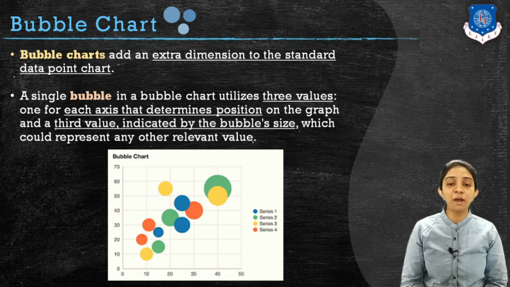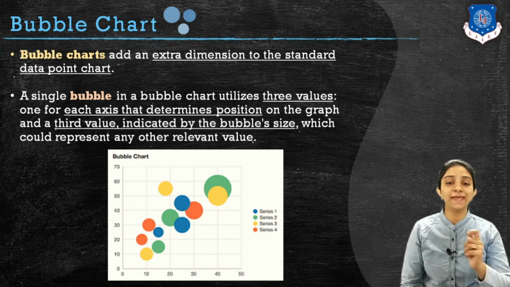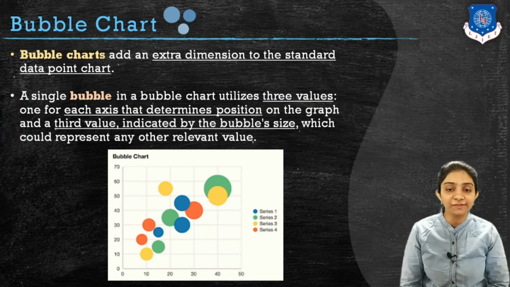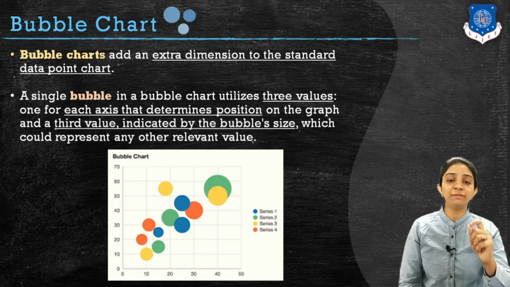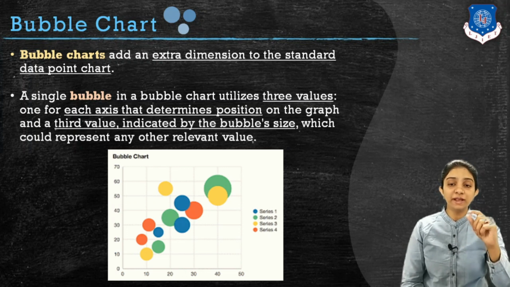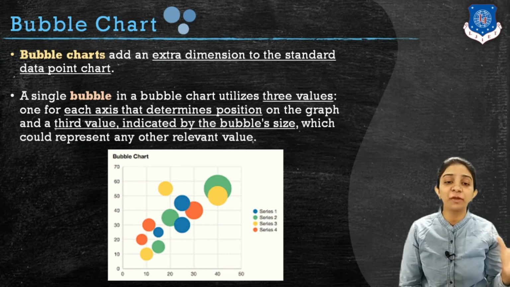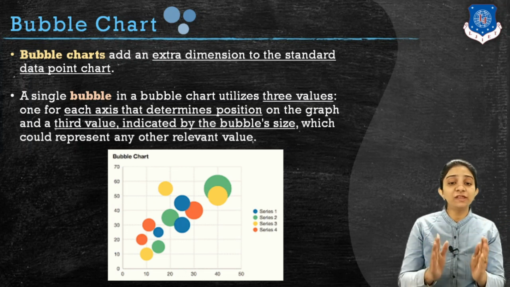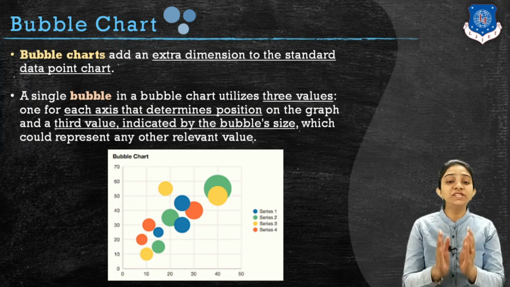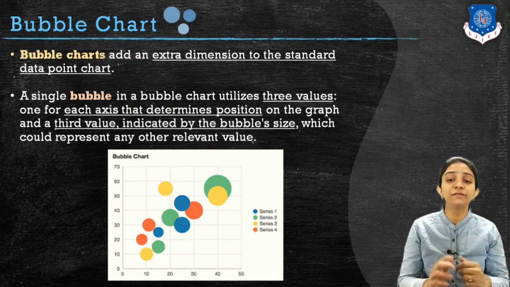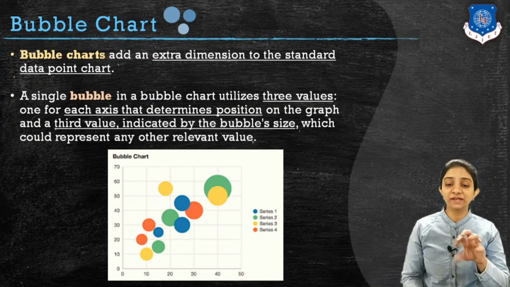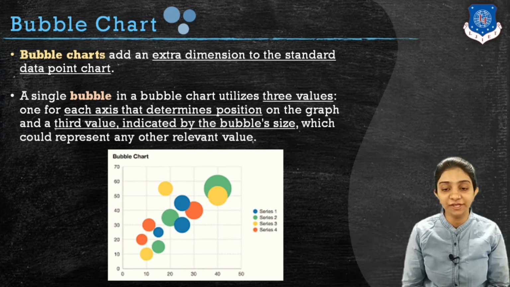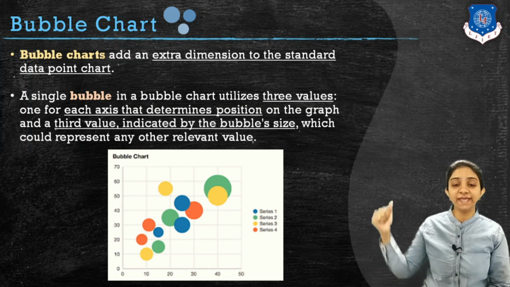Two values of a bubble determine the position by specifying its value over the x-axis and over the y-axis. Whatever the placement of the data point is now represented by the bubble, and the bubble is next varied in its proportion of size. The size of the bubble is the third value, which indicates the value of the third axis. So in this particular chart, as you can see, the largest bubble is the green bubble of series 2 at x value 40 and y value.